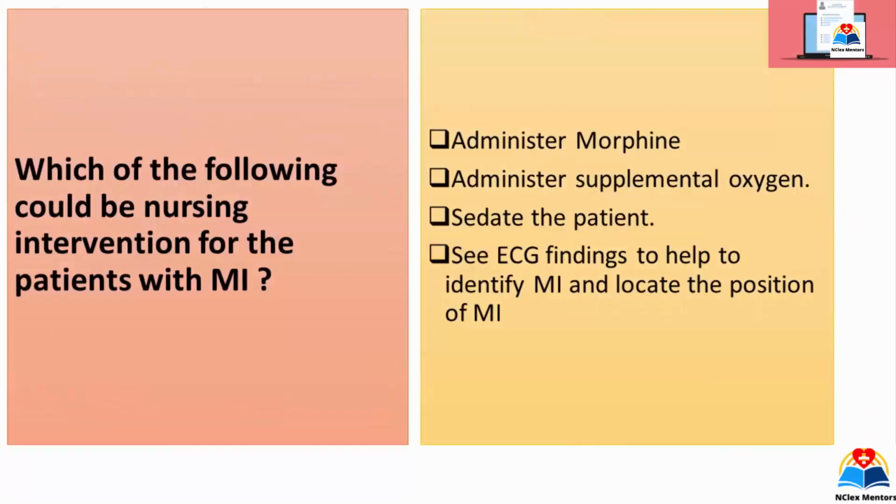All right, so much with the theory. Let's head on to the quiz section. Here is the first quiz for you. Which of the following could be nursing interventions for patients with MI? Administer morphine. Administer supplemental oxygen. Sedate the patient. See ECG findings to help identify MI and locate the position of MI.